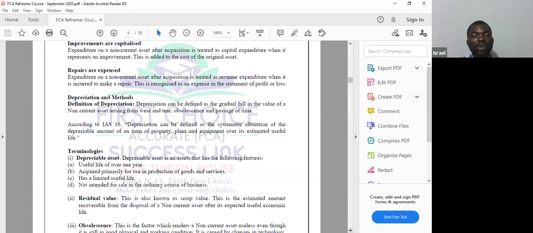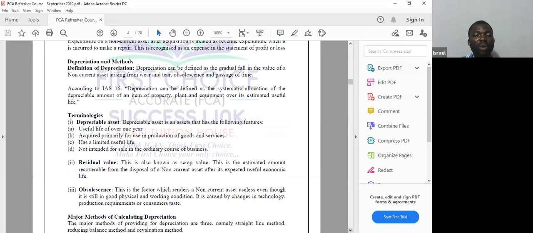According to depreciation, we have what we call residual value. This is also known as the scrap value. This is the estimated amount recoverable from the disposal of a non-current asset after its expected useful economic life. That's residual value. Residual value is talking about the scrap value. It's talking about the salvage value.